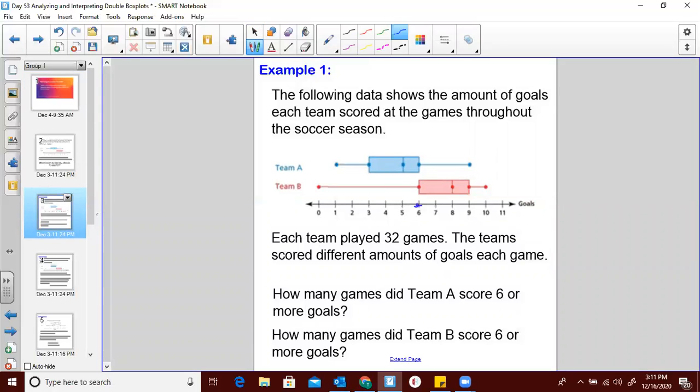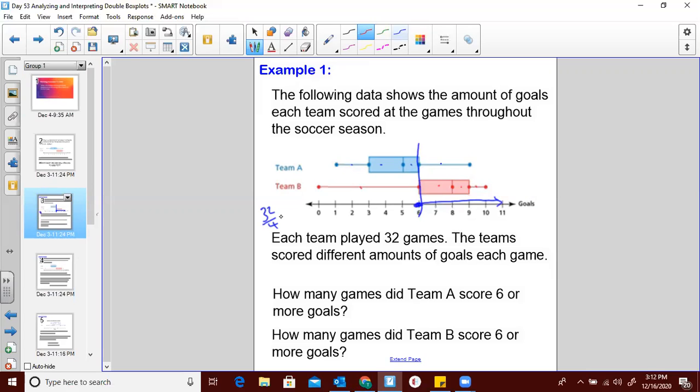All right, so we're going to look right here at 6, and it says or more, so we're looking that way. You kind of draw a line here, just set it up. We know that each team played 32 games, so we're going to divide that by 4, because remember, each box plot has 4 sections. So we have 1, 2, 3, and 4. And for Team B, we have 1, 2, 3, and 4. So they each have 4, they just look different.